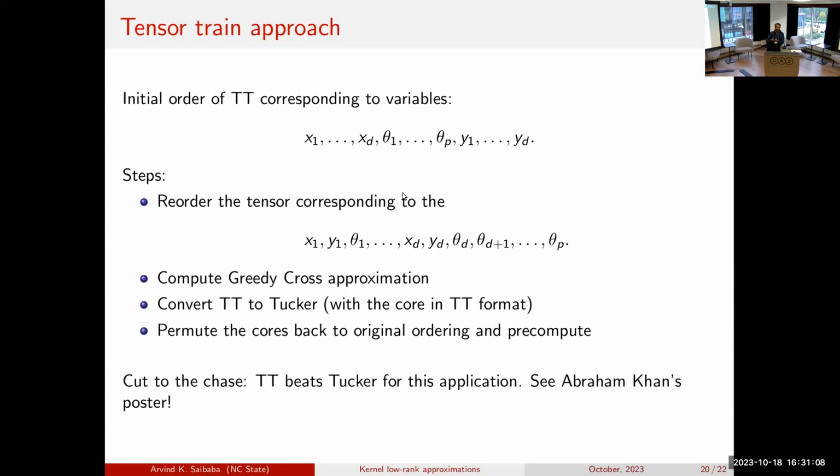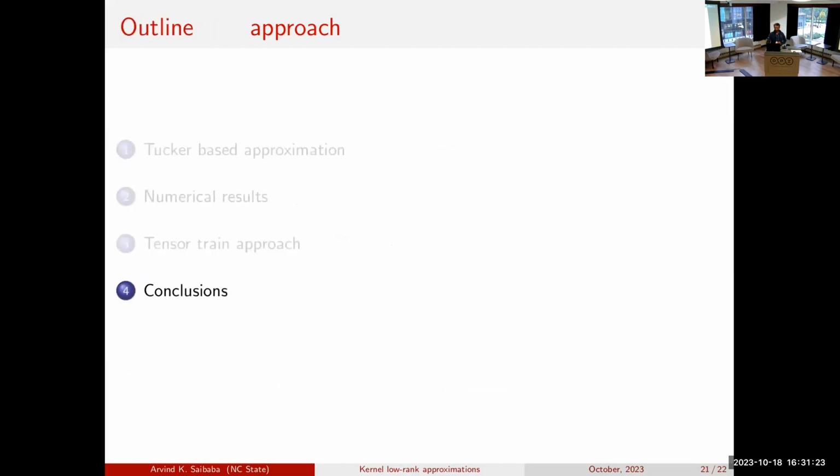In Tucker, that's fairly easy to do. Tensor train is not so easy to do. So we had to figure out how to do that. And there are lots of details, and I encourage you to talk to Abraham for all of them. Cut to the chase, tensor train is better than Tucker.